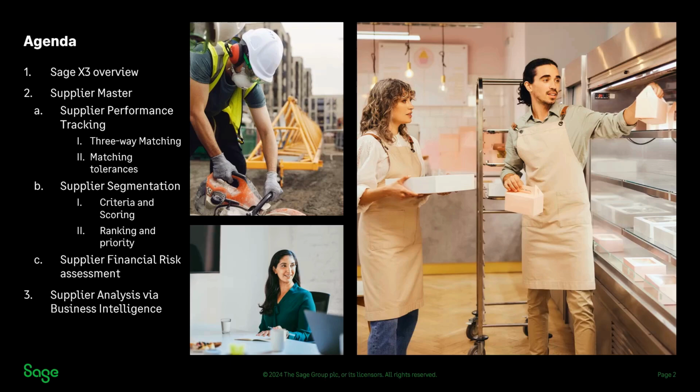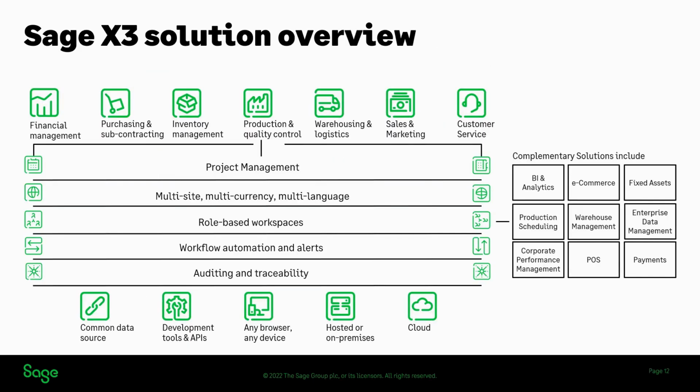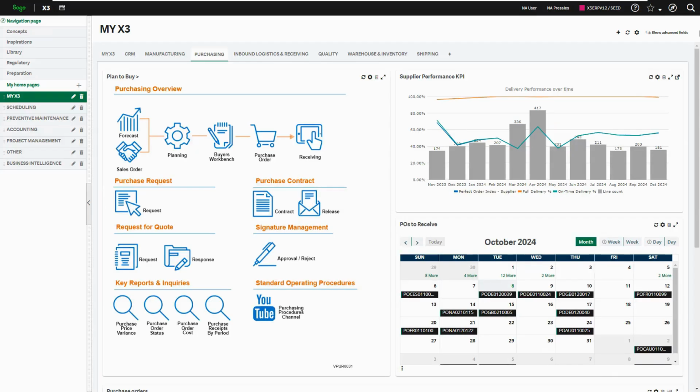Now, let's take a closer look inside Sage X3 and explore how these tools can enhance your procurement efficiency and supplier relationships. Sage X3 is a global ERP solution for manufacturing and wholesale distribution, offering tools for finance, inventory, and production management. It streamlines operations, simplifies meeting compliance requirements, and helps boost profitability with powerful traceability, optimized planning, and real-time insights. At Sage, we recognize the importance of maintaining strong supplier relationships and cultivating strategic partnerships.